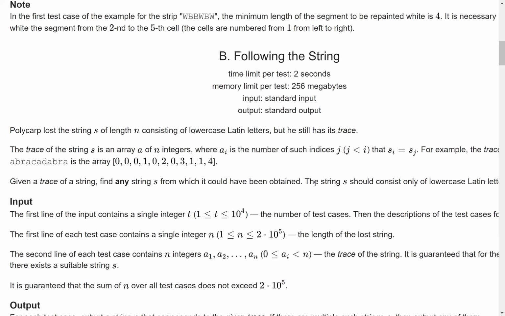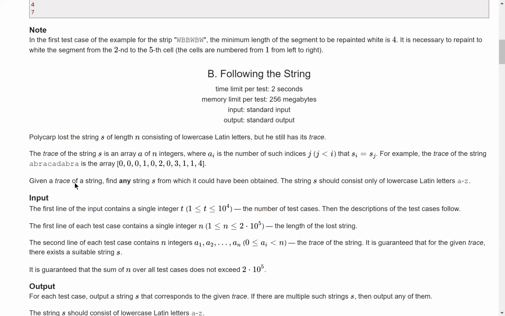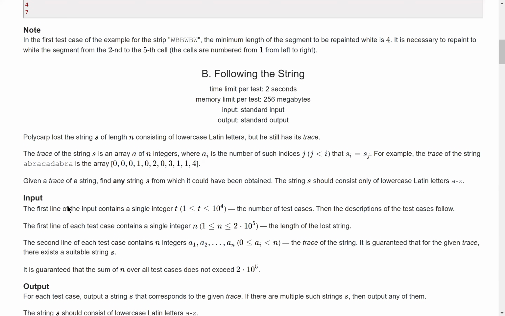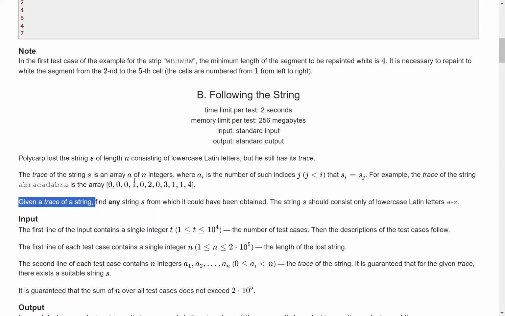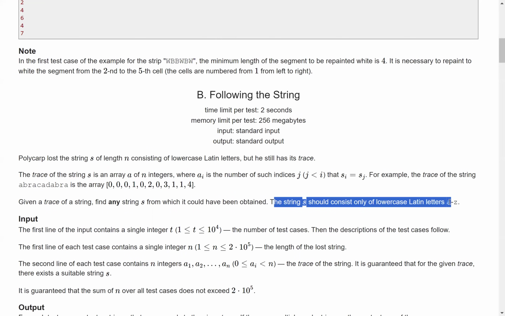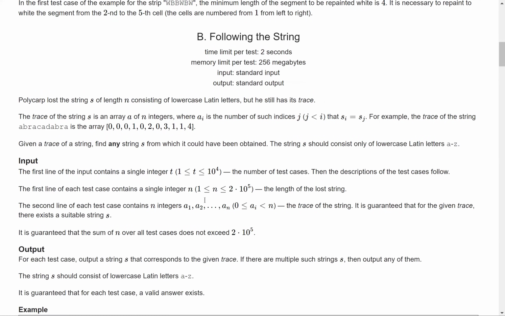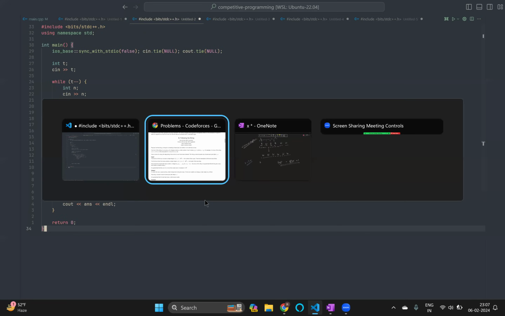I hope the problem is pretty straightforward, so you would be able to understand this. We have been given the trace of the string, so we have been given this array, and we have to give any string s, not this one. You can give any string for which you will get the same trace, and this string should consist of only lowercase Latin characters from a to z. So I hope that the problem statement is clear.